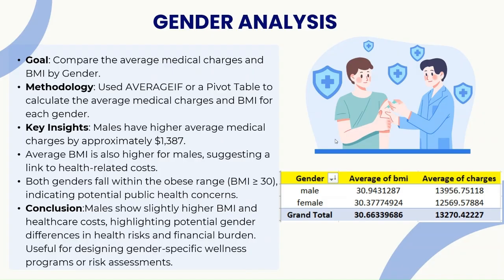Same for the BMI by gender: the male has slightly higher average BMI, that is 30.94, compared to female, that is 30.38. Though both averages are in the obese BMI range. This indicates that the male may be more prone to obesity related risks.